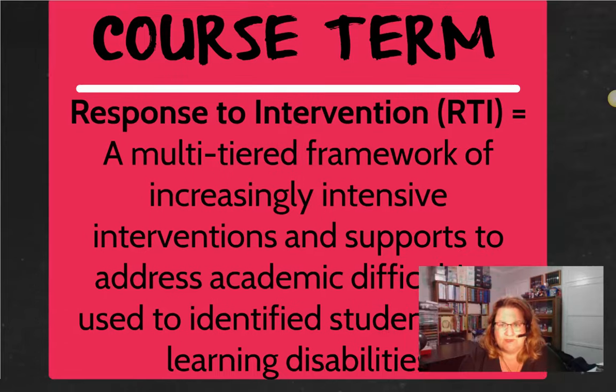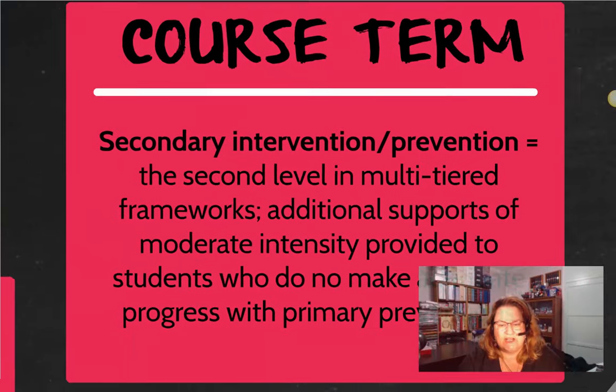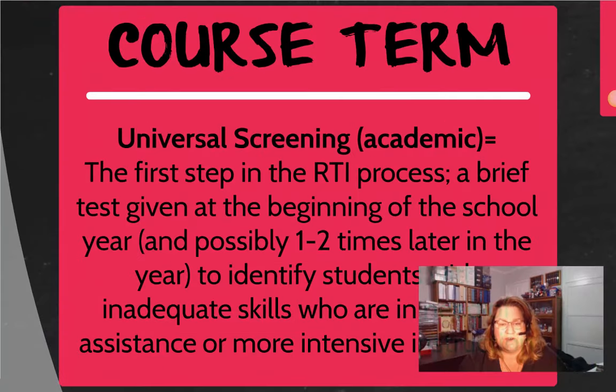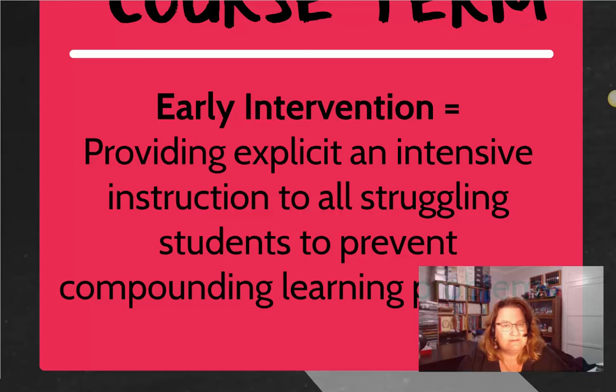And again, RTI, primary, secondary, and tertiary, okay? If secondary supports didn't help, then we moved it to tertiary, okay? Now, universal screening, it's really how you make sure that everybody gets identified early on. Do they need help with speech? Do they need help with math? Do they need help with handwriting? It's all these different things, right? Okay. And again, early intervention.